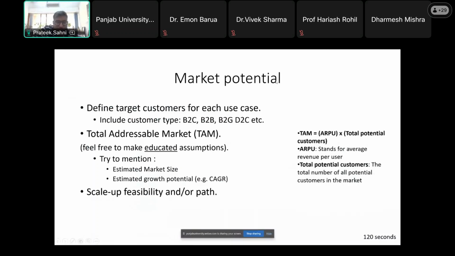Market potential, like I was saying. This information is crucial for businesses to be able to make a market decision on.